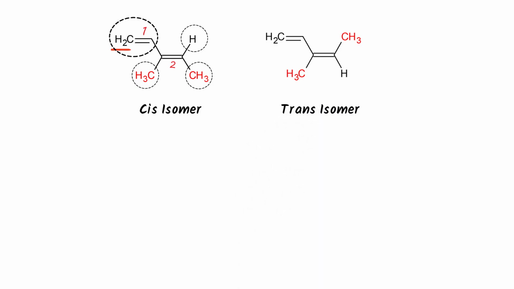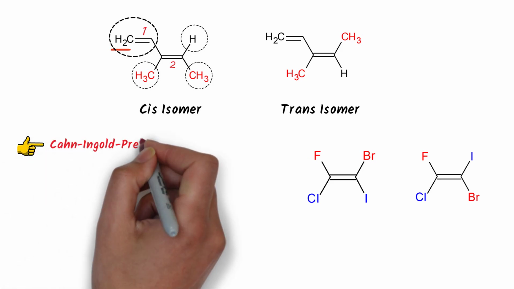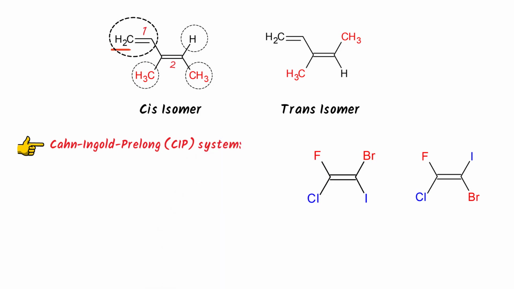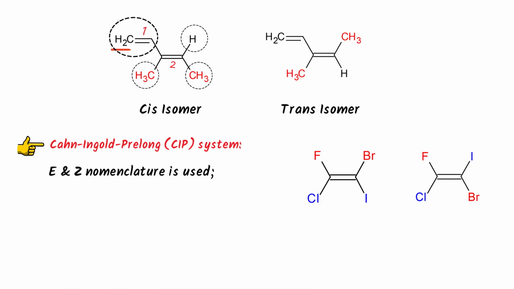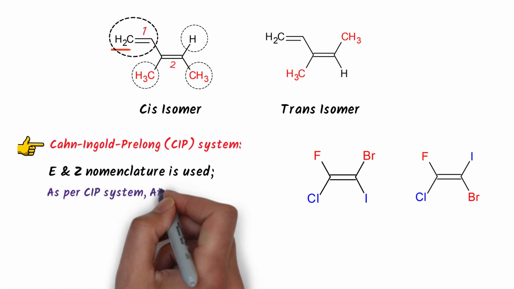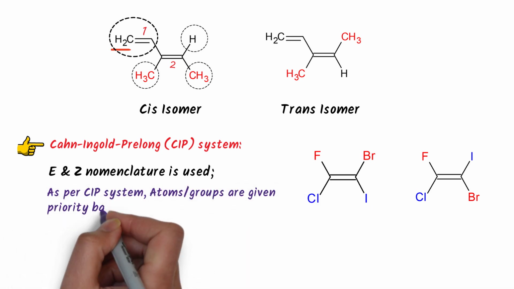Taking one more example, in this case we have fluorine and chlorine on one restricted carbon, while bromine and iodine on the other restricted carbon. So clearly cis-trans nomenclature no longer applies here. For this particular case, the Cahn-Ingold-Prelog system is used, which says that instead of cis-trans notation, E and Z nomenclature is used. As per the CIP system, atoms or groups are given priority based on atomic masses.